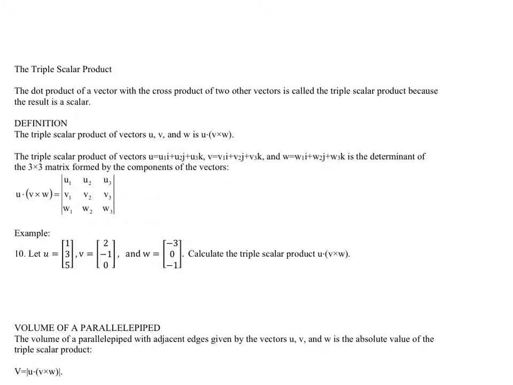It's triple because there's three things. It's a scalar product because ultimately, even though you're going to have vectors to begin with, you're taking a dot product, which is also known as a scalar product, right? So three things multiplying through a dot product. So that's where the name comes from, all right? And the result is always going to be a scalar, right? So the triple scalar product of vectors, this one, that one, and the other one, is the determinant of the 3x3 matrix formed by the components of the vectors, right?